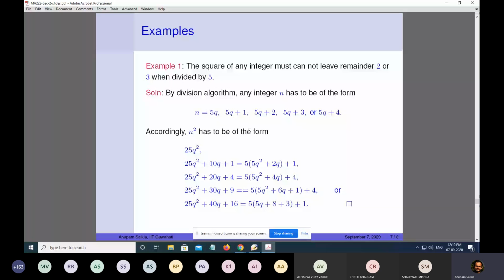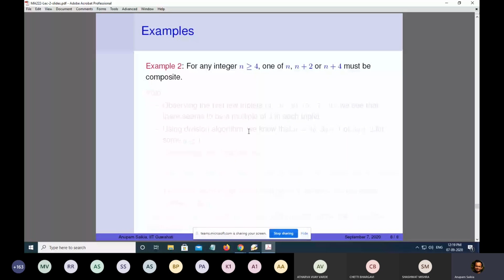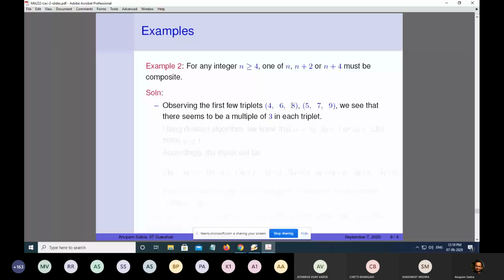Let's do this one using the division algorithm. Let's take any integer n bigger than 4, and one of n, n plus 2 or n plus 4 must be composite. That's what we want to show using the division algorithm. So let's just see what is happening. Let's look at the first few triplets. If I put n equal to 4, I get 4, 6, 8. If n equal to 5, I get 5, 7, 9.